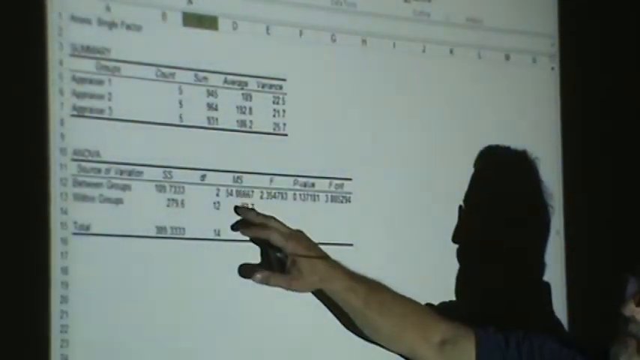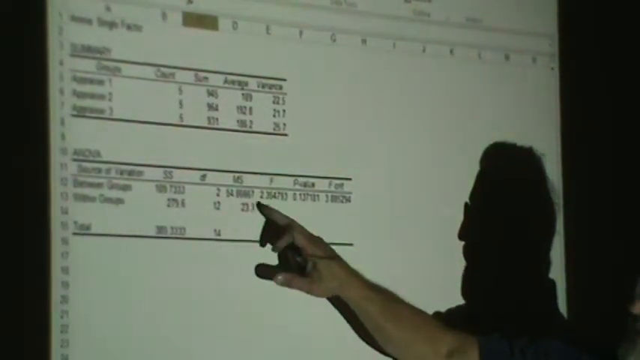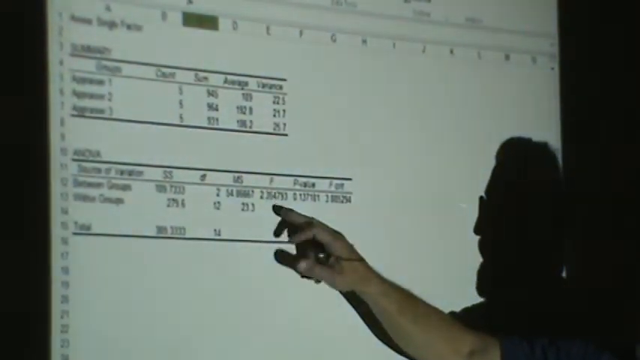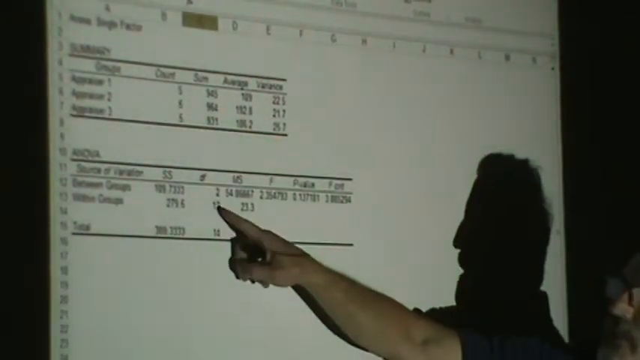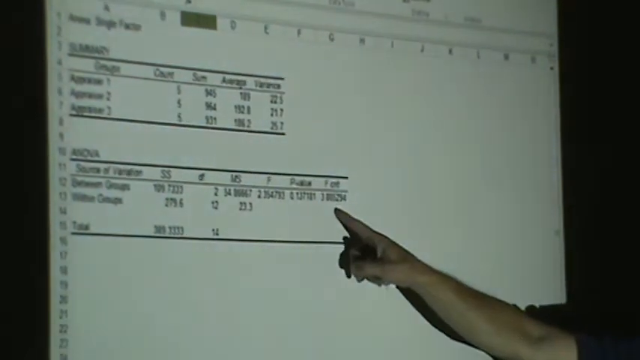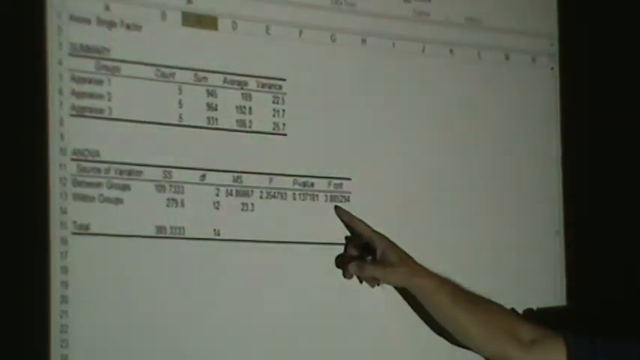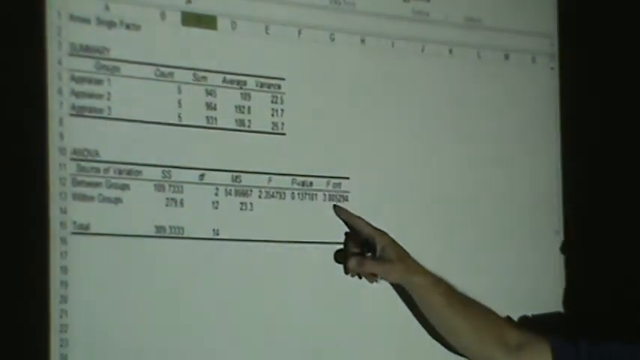Here's our mean square errors. Here's our F, 2.3 at the 5% level with these degrees of freedom. Now you notice how that changed. The critical value at the 5% level was 3.9. That's less than 3.9. So that says, hey, we were over here. Now we were 3.9. We're over here at 2.3.